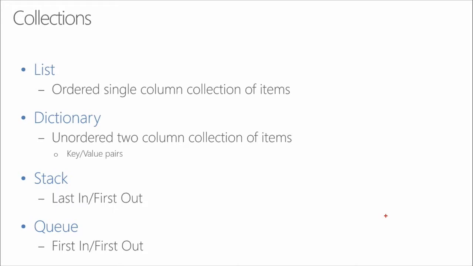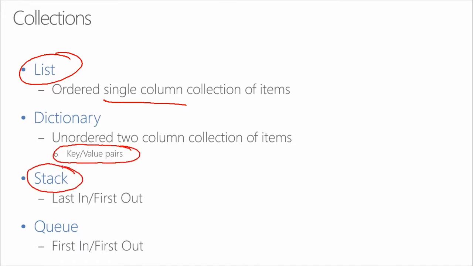Now, you'll notice that .NET gives us a lot of different collection types that are available to us. Right up at the very top, we've got the basic list, which is a single column, ordered list of items. We've got a dictionary, which is key-value pairs. We've got stacks, which are last in, first out, and then queues, which are first in, first out. All of these are basic collections that you'll see in a lot of other environments as well. And if you go digging into the framework, you're going to notice that there's a whole host of other types of collections that are available as well.